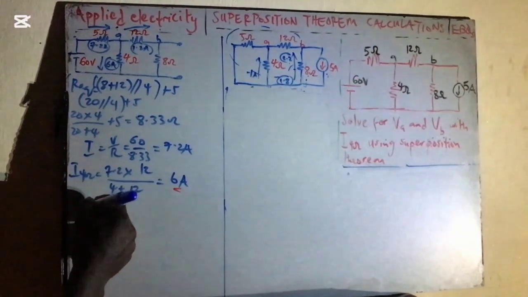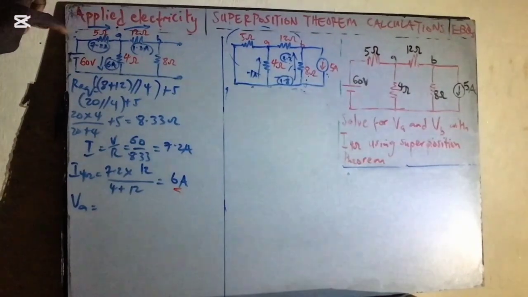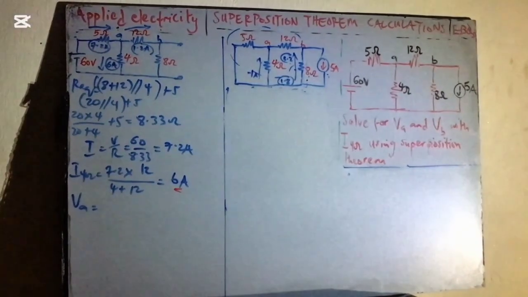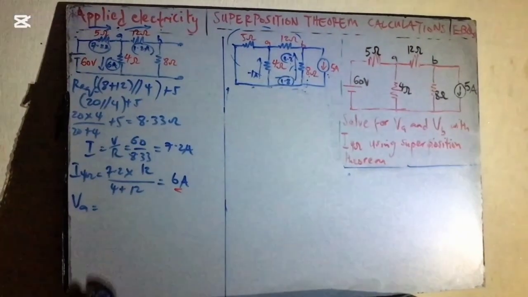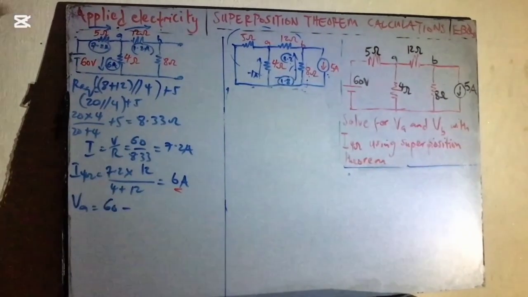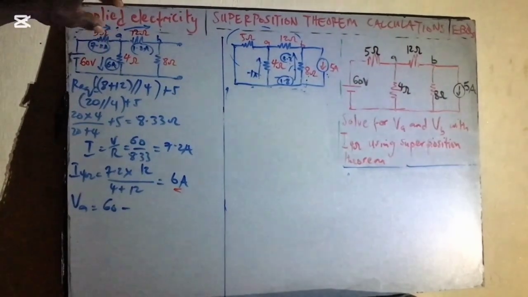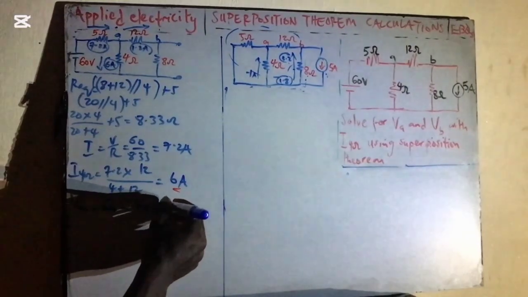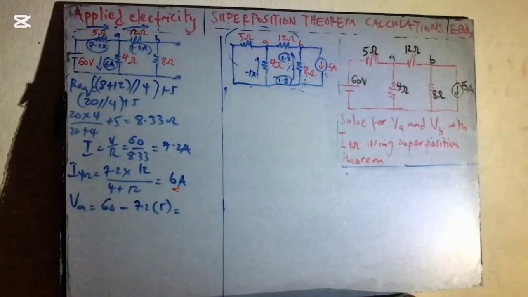So to get our VA, which is at this point, you use what is before it minus what is at that point. It's just like doing KCL or KVL. So what is the voltage here? 60 minus the voltage here. The voltage here is what? IR. We have I, we have R. So you can just say 7.2 multiplied by 5. When you calculate that, your VA is going to be 24.